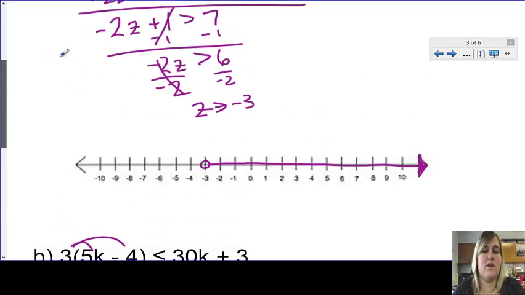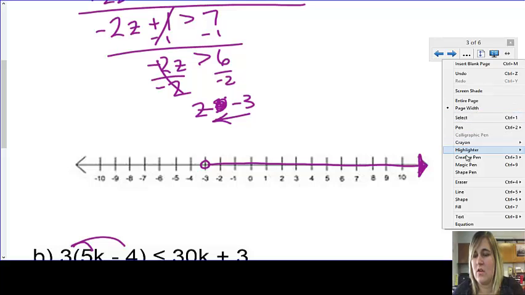Did I divide by a negative here? I did. Look at that. I just thought of that. I divided by a negative here and I forgot to flip my sign. So my sign, instead of this, should be this way, which means I should have shaded to the left. I'm so sorry. See, you have to be very careful of what you're doing so that you don't make that mistake.